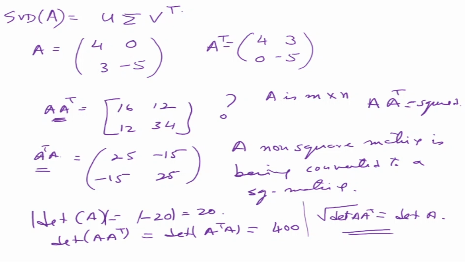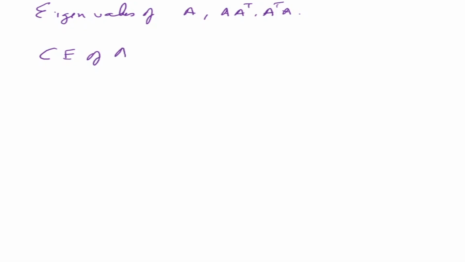Next, we find the characteristic equation. I want to find the eigenvalues of A and A transpose A. The characteristic equation of the matrix A is c squared plus c minus 20 equal to 0, which means the eigenvalues are c1 equal to 4 and c2 equal to 5. These are the eigenvalues. You know how to find them, right?